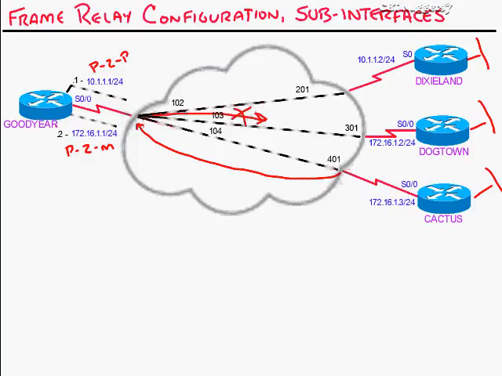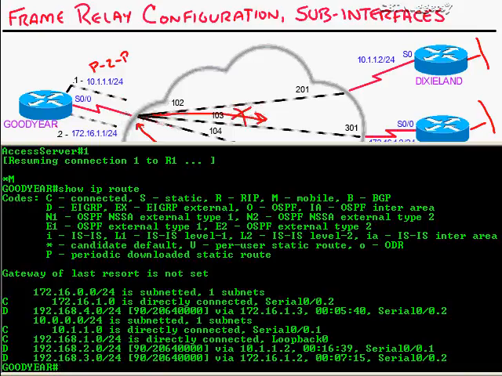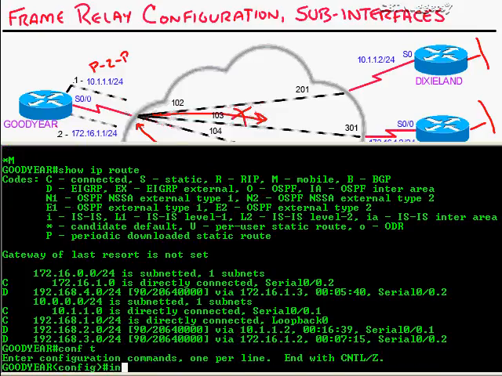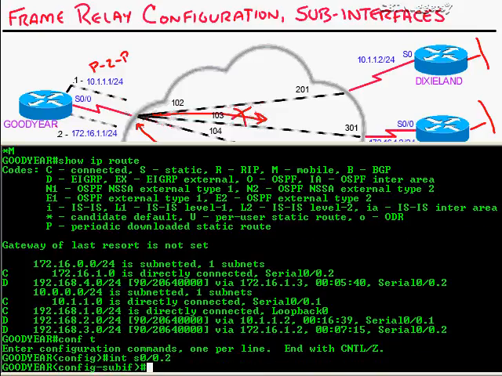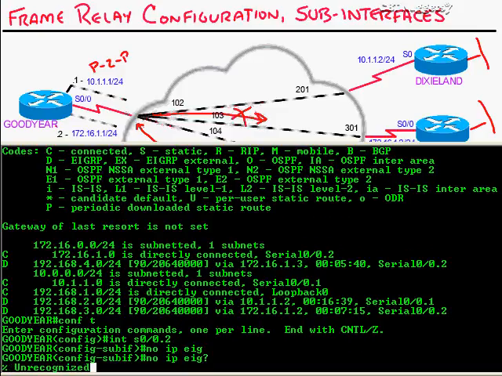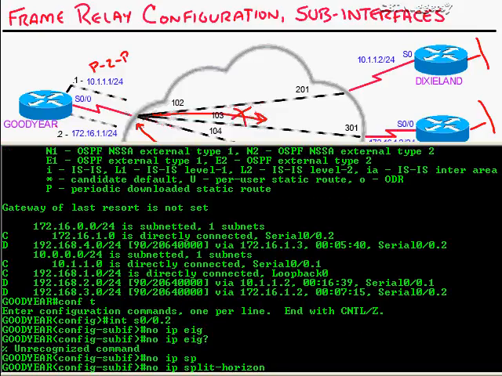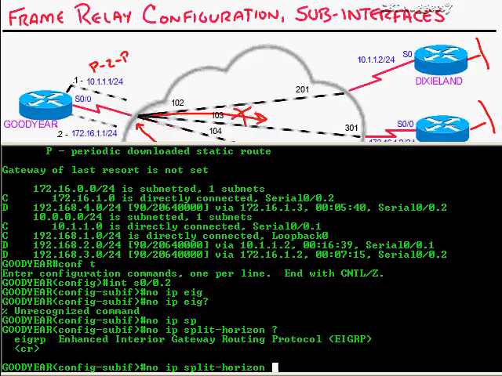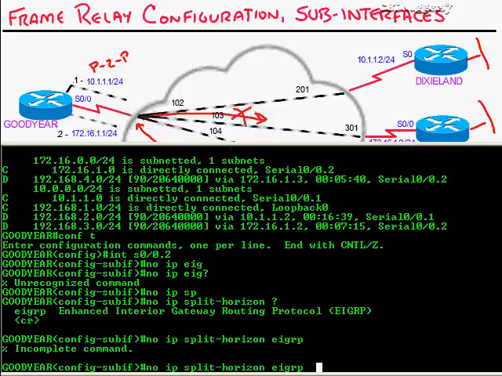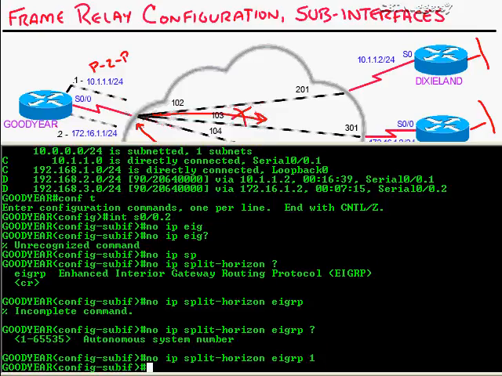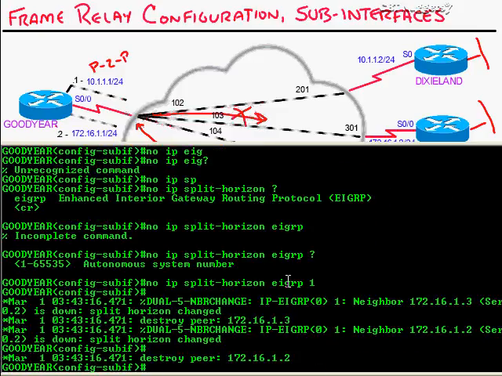In this case, we would have to override split horizon on Goodyear. We'd essentially have to turn it off, and it's safe to do. We would go into interface serial 0/0.2. That's our sub-interface. And I'm going to type in no IP EIGRP, or it might be, all right, there we go. No IP split horizon EIGRP, and hit enter. Oh, autonomous system number. Yep. No IP split horizon EIGRP autonomous system number.